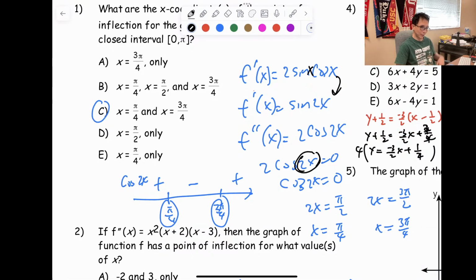By the way, if you divide by 2 on both sides, that 2 does not go away, because that 2x is inside the argument. So it cannot go away. So 2x is equal to pi over 2, and 2x is equal to 3 pi over 2, and then x is equal to pi over 4, and x is equal to 3 pi over 4.